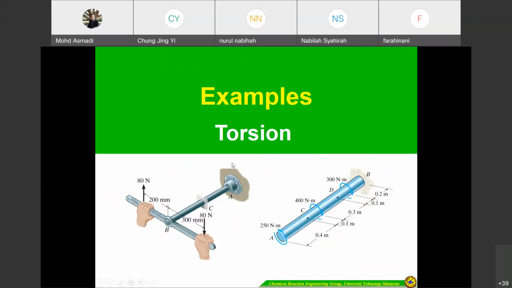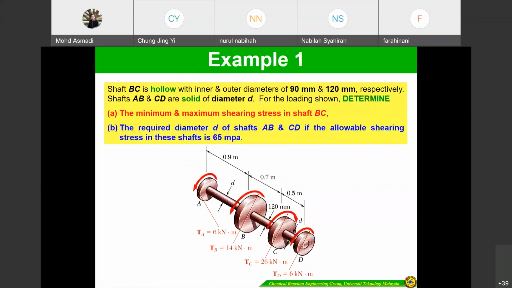Let's see the example for torsion. This is a hollow and solid shaft. If you look at here, shaft BC is hollow, with inner and outer diameters of 90 millimeter and 120 millimeter respectively. Shafts AB and CD are solid, of diameter D. For the loading shown, determine the maximum and minimum shearing stress in shaft BC.